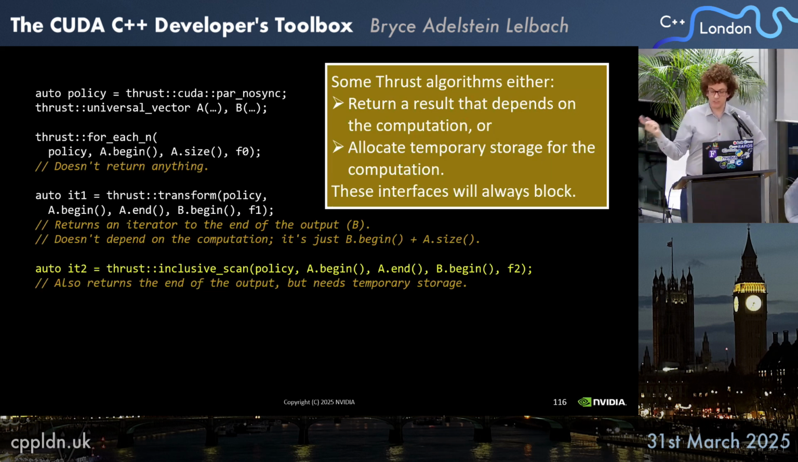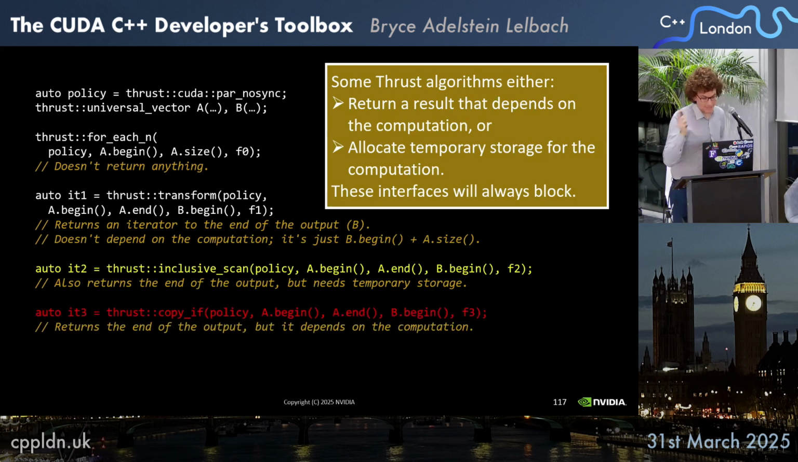However, unlike for each and transform, scan algorithms require temporary storage. And thrust has to allocate and deallocate this storage before the algorithm returns, which will block today, even with the par no sync policy. However, we do have an async allocation API in CUDA, and I've sent a PR to fix this that should hopefully be merged soon.